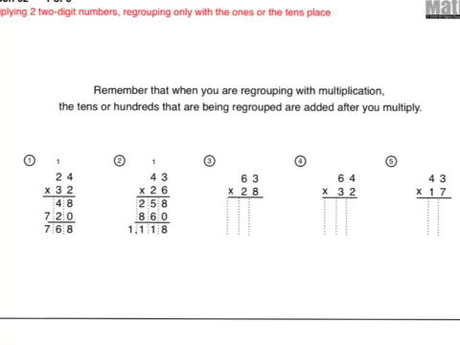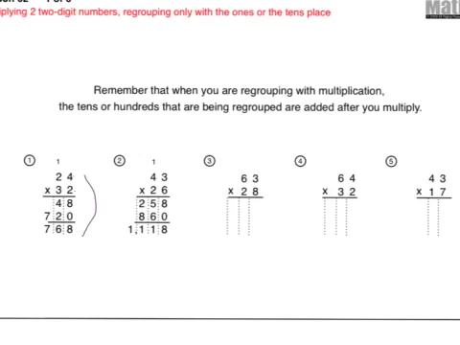Remember, we are learning two-digit multiplication with regrouping. This is pretty tricky, so you're going to want to pay real close attention here. Remember that when you are regrouping with multiplication, the tens or hundreds that are being regrouped are added after you multiply. After you multiply first, and then you add the regrouping. Let's take a look at sample problem number 1, so you can see how these are done.